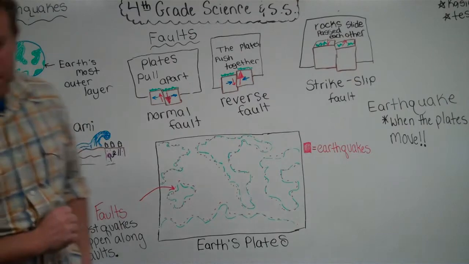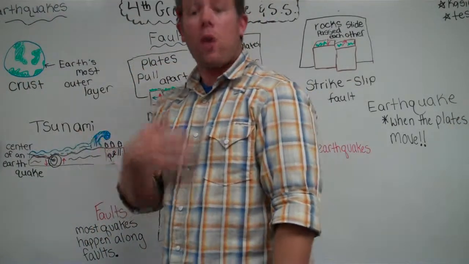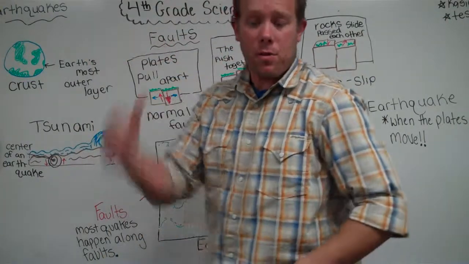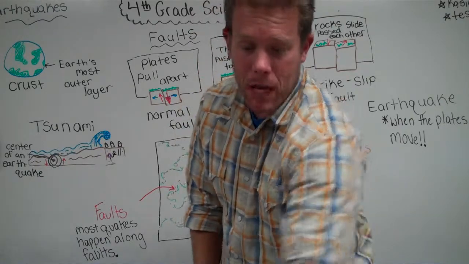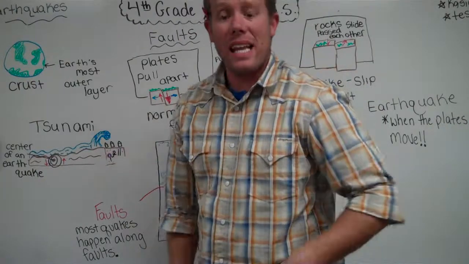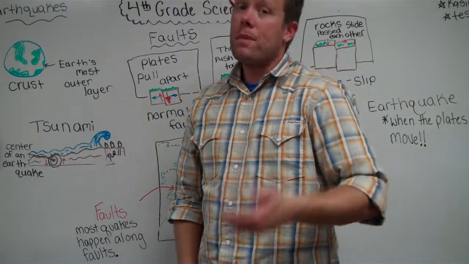I think that's about it. Let me take a quick look in the book. We talked about faults. We've talked about crust. We've talked about plates. We've talked about the three different types of faults. We've talked about tsunamis, and the effect of tsunamis can actually devastate entire cities. And, you know, that's pretty much it.